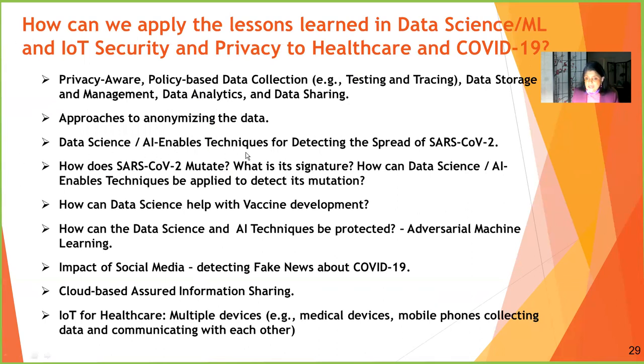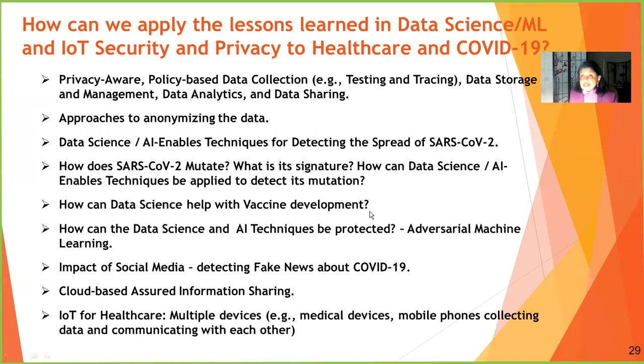Data science and AI-enabled techniques for detecting the spread of SARS-CoV-2. That's COVID-19, that's a virus. How does SARS-CoV-2 mutate? How is it mutating? What is the signature? How can data science and AI techniques be applied to detect its mutations? We are talking about Omicron and Deltacron. How can we use AI to figure out how it is going to mutate, from SARS-CoV-2, the original, Alpha to Beta, I think there was Gamma, to Delta, and now Omicron and Deltacron. What else, we don't know.